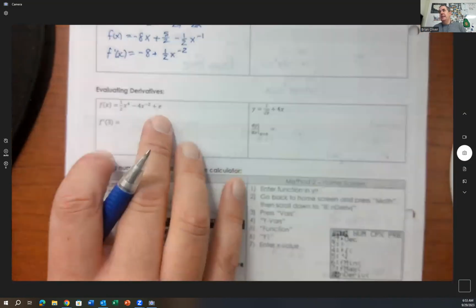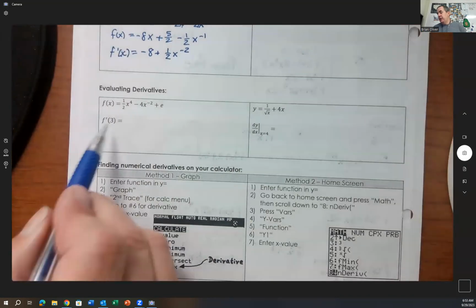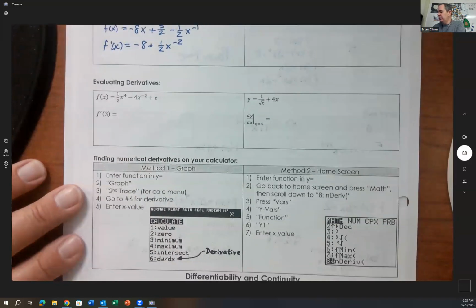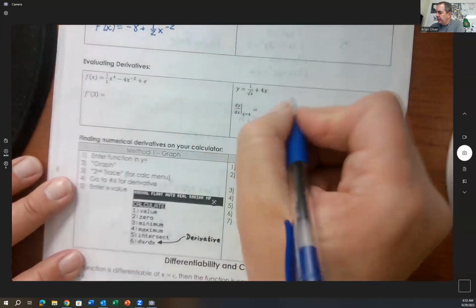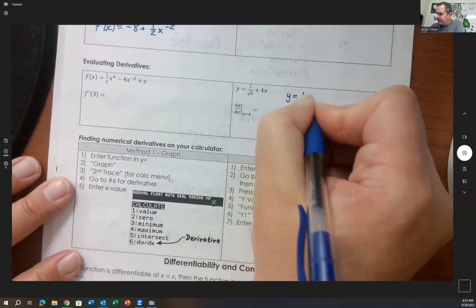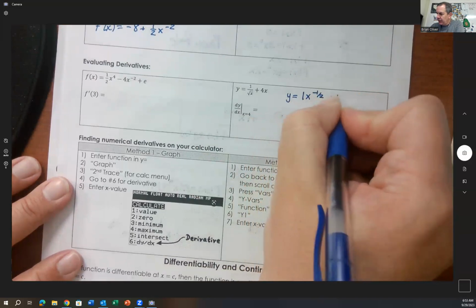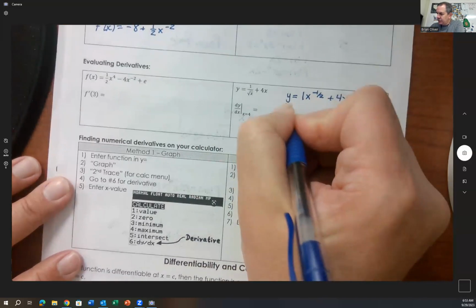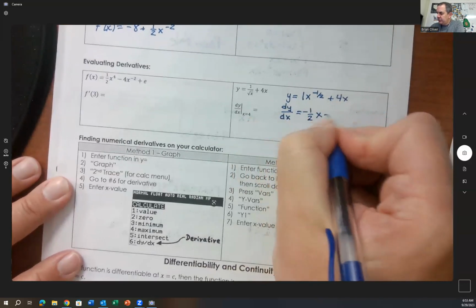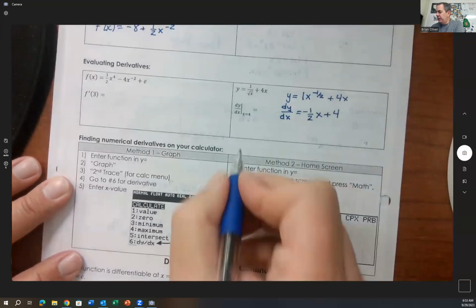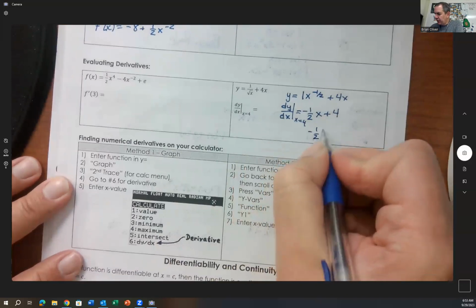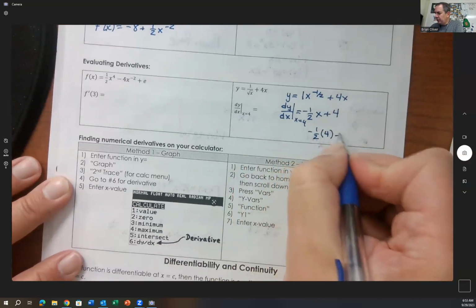What we basically have here at the end is that putting a number in here means I'm going to take the derivative of it and then substitute a number in. So I'll do this one over here. This one right over here is going to be y equals 1x to the -1/2 plus 4x. So dy dx, which is just another way of saying the derivative, is going to be -1/2 x plus 4. And then when this little bar says x equals 4, it basically means we're just going to substitute 4 in for x. So -1/2 times 4 plus 4.